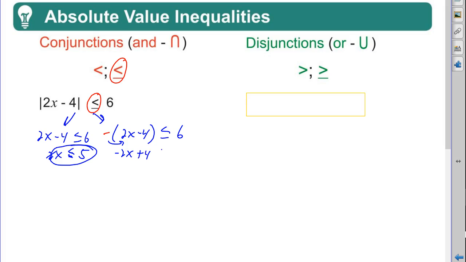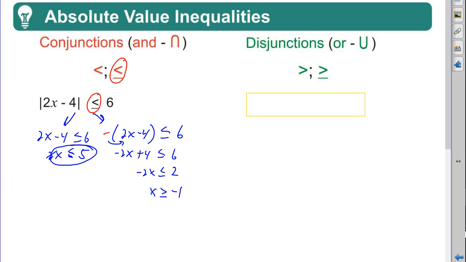Okay, second one, distribute the negative. Negative 2x plus 4 less than or equal to 6. Add a negative 4 to both sides. Less than or equal to 2. Divide by negative 2. Remember, reverse your inequality symbol when we're dividing by a negative. X greater than or equal to negative 1.